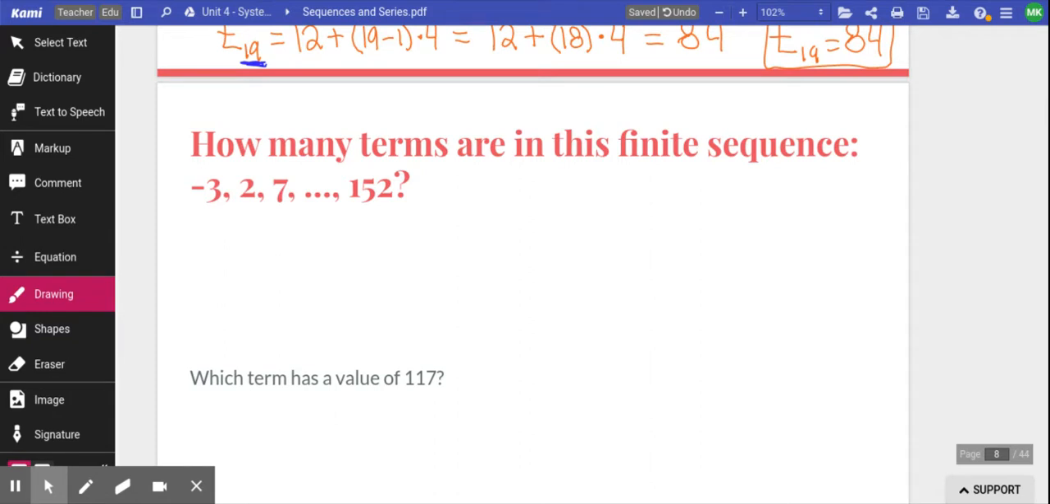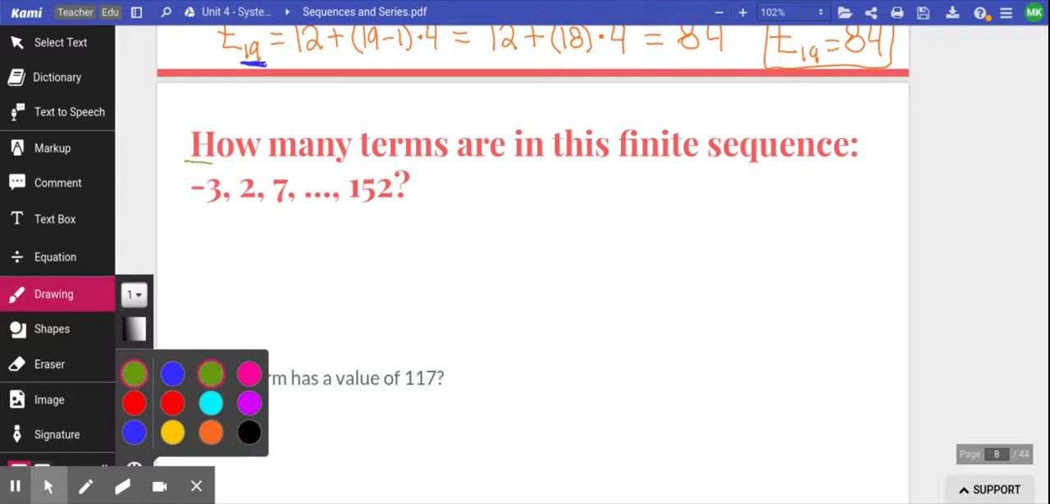Cool. This question, how many terms are in this finite sequence? How many terms? There's different ways you could do this. One way you could do it is you could try to write out the whole sequence and figure it out. Yeah, you could do that. Or what you could do is realize that they've given you a bunch of information here. They've given you T of 1. They've given you T of n, but you don't know what that actually is. But n equals the last term.